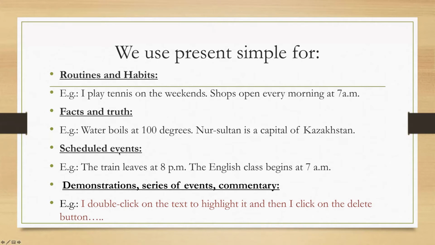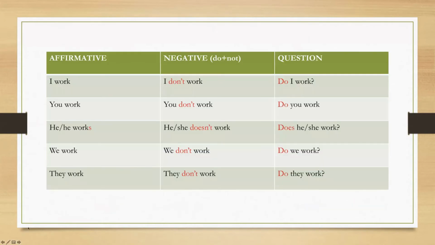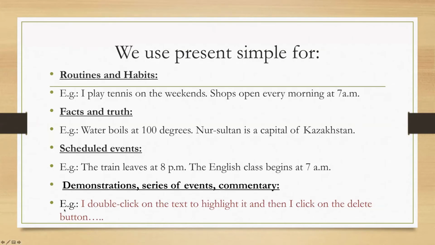Scheduled events. For example, the train leaves at 8 p.m. or the English class begins at 7 a.m. So the event is scheduled, that everybody knows.